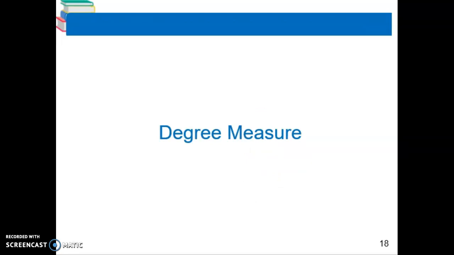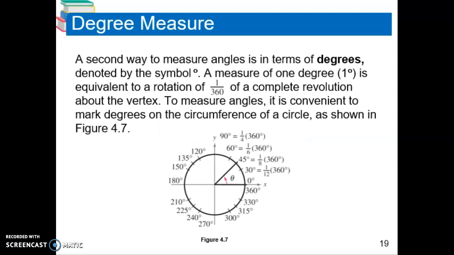A more common way of measuring angles, and a method that you have been using so far, is the degree measure. The degree measure takes a full circle and breaks it down into 360 degrees. Once again, in pre-calc, we will be placing our initial side on the x-axis. This will be our 0 degrees, and then we move in the positive direction, which is the counterclockwise direction, to complete a full circle or a full revolution of 360 degrees.